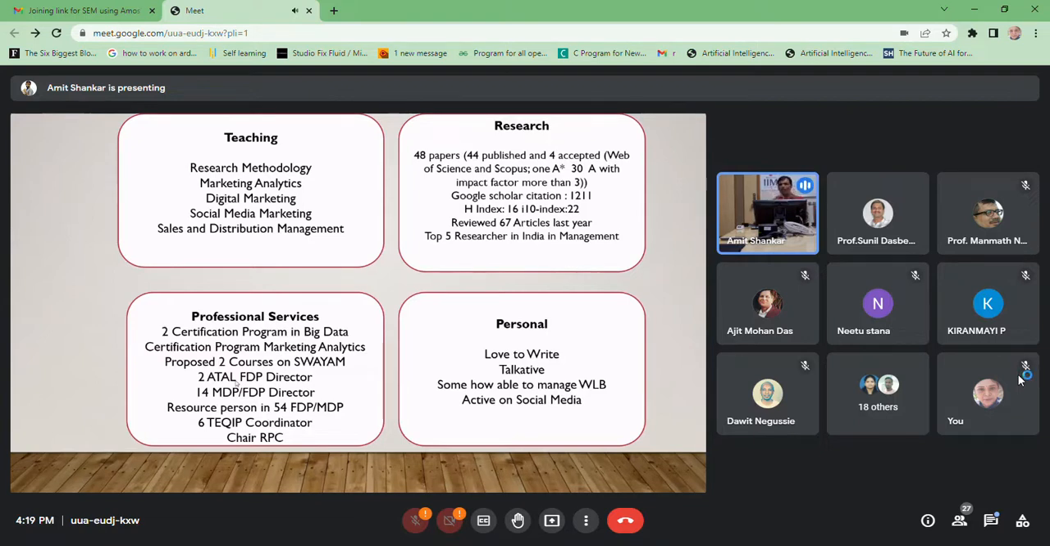Every day I get requests to review papers, and that gives me an understanding of what is coming into research. One ranking said that I am among the top 5 researchers in India in management in the last 2 years, 2020 and 2021. I am publishing a lot, with most of my work in the SCM domain. Previously I used to work on structural equation modeling only.